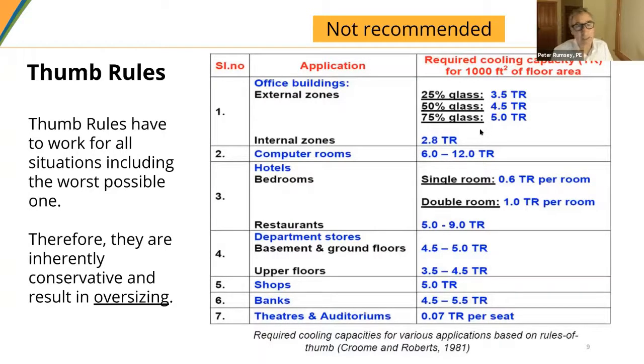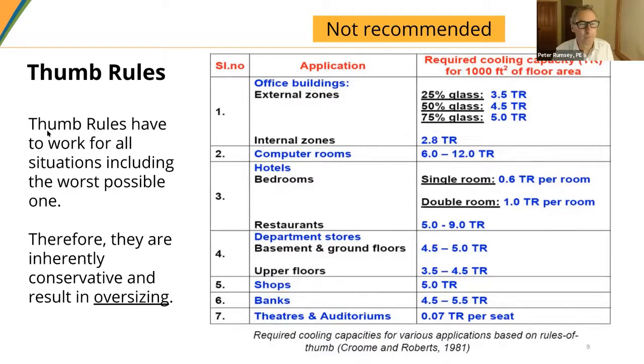So it's a thumb rule. It just says, office building, 50% glass, okay, 4.5 tons of refrigeration for every 1,000 square feet. So anybody could do that. A fifth grader could do that, a young person could do that. That's not real engineering, and that's not real design, but people use this when they're in a hurry.